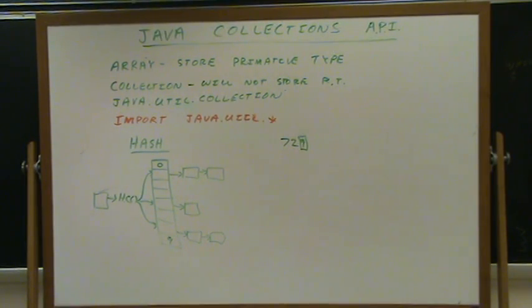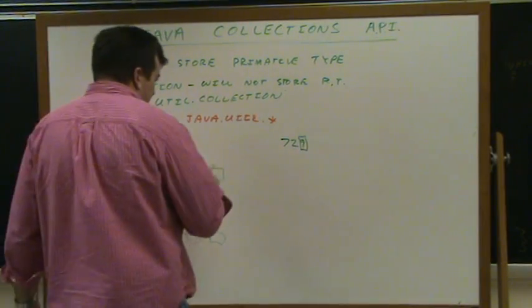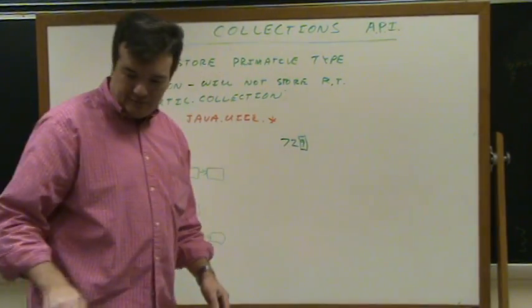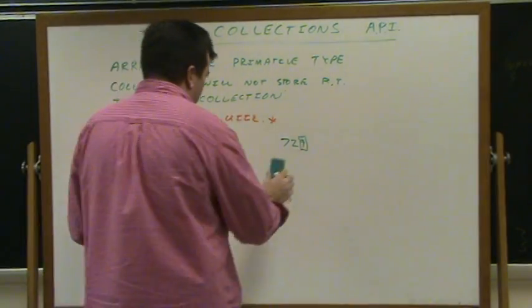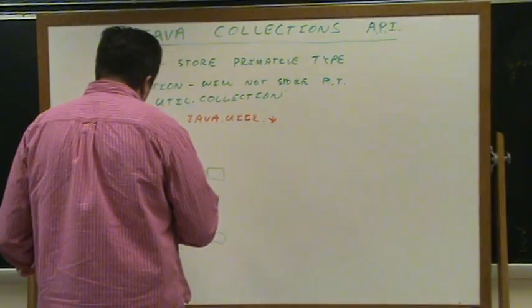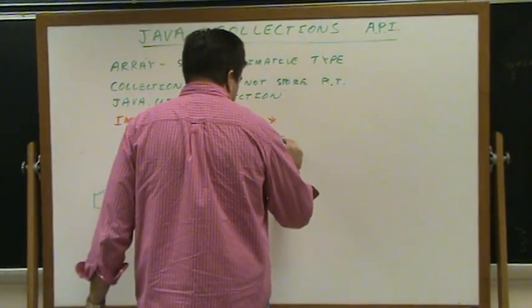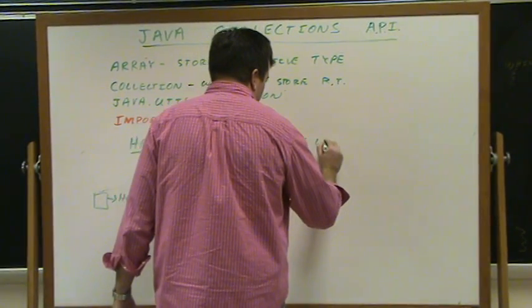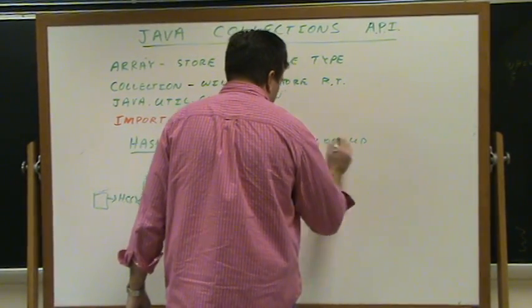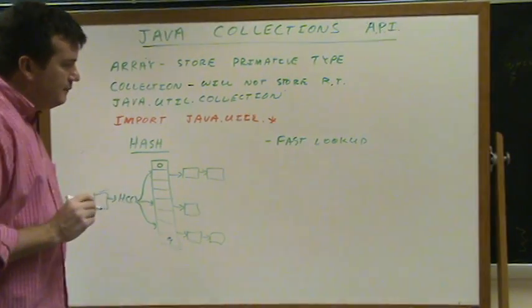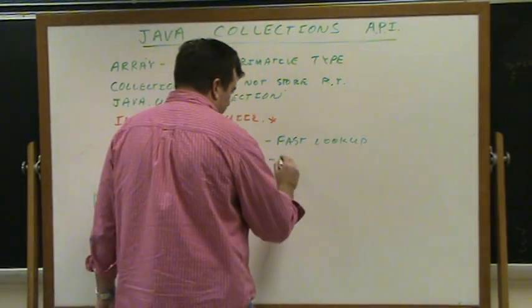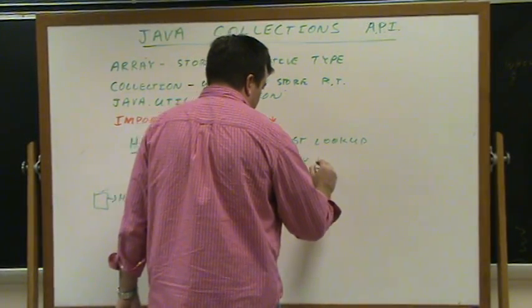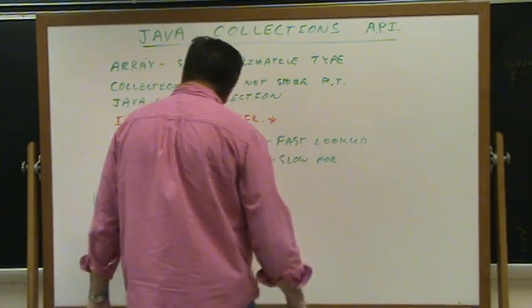Okay, so what are the advantages and disadvantages of hashes? It's advantageous for fast lookups, but it's slow for storing. Well, no, actually it's not that bad for storing.